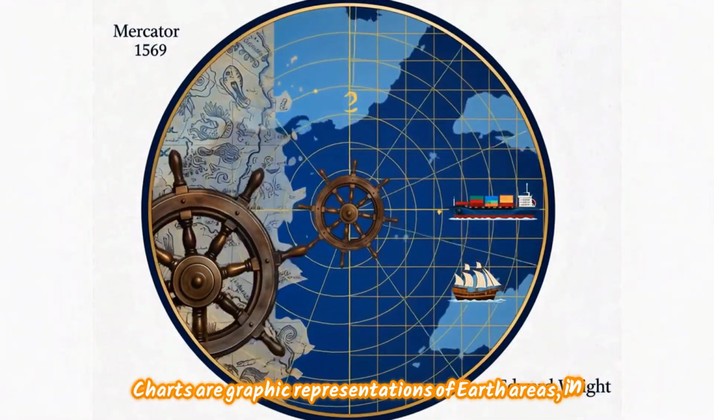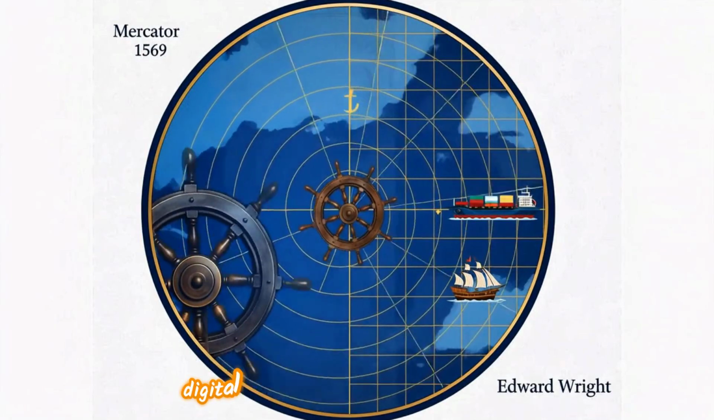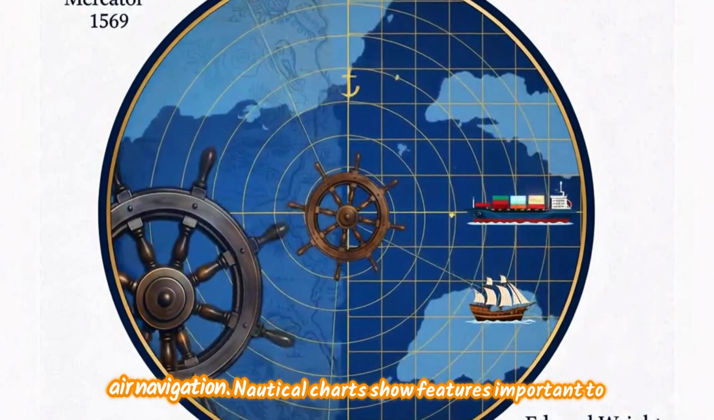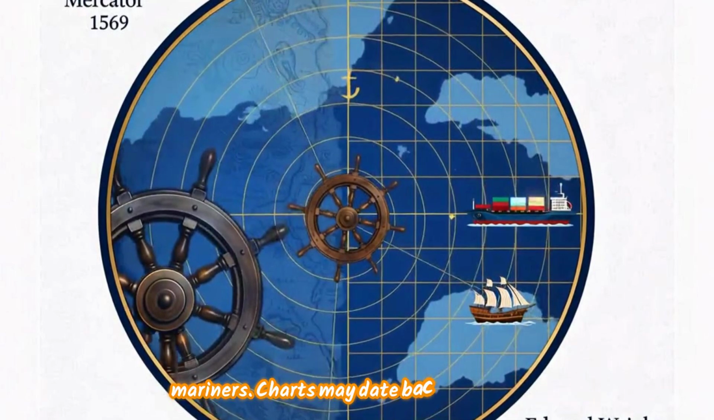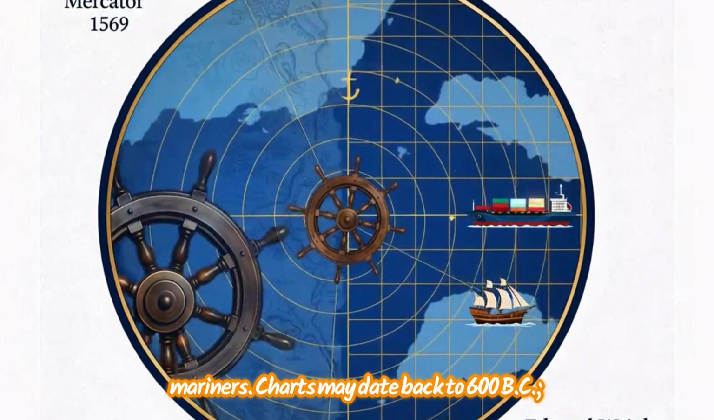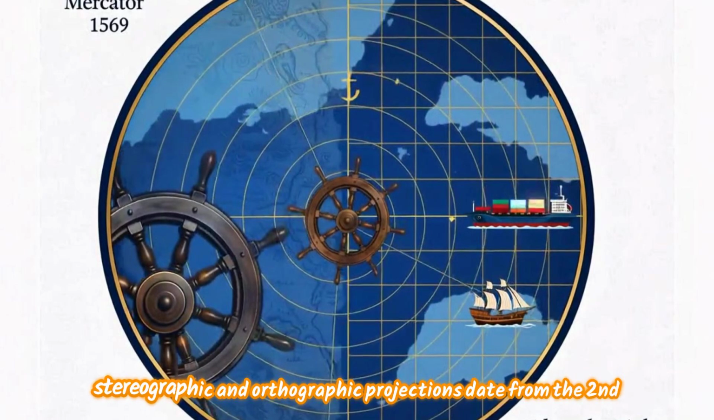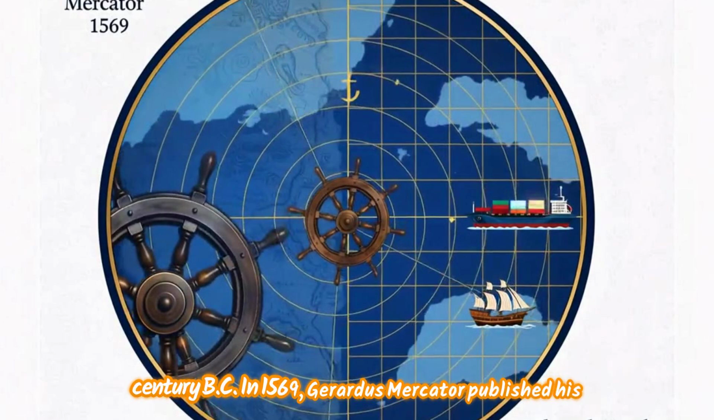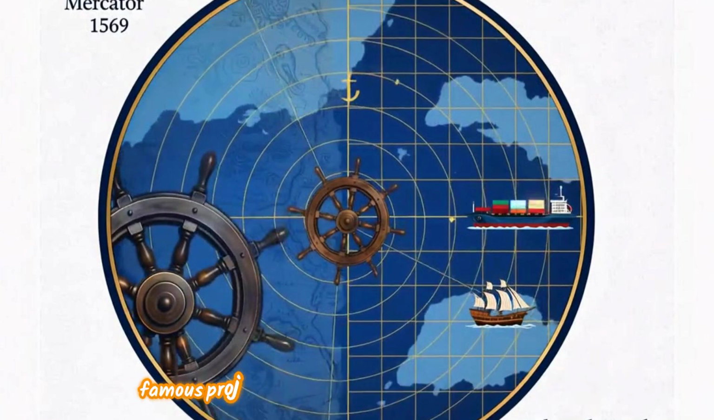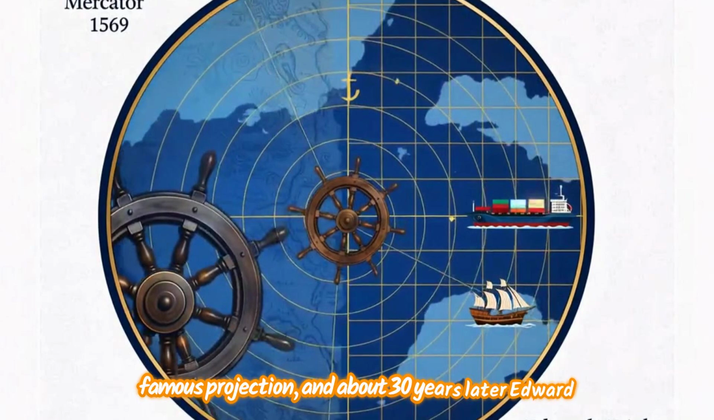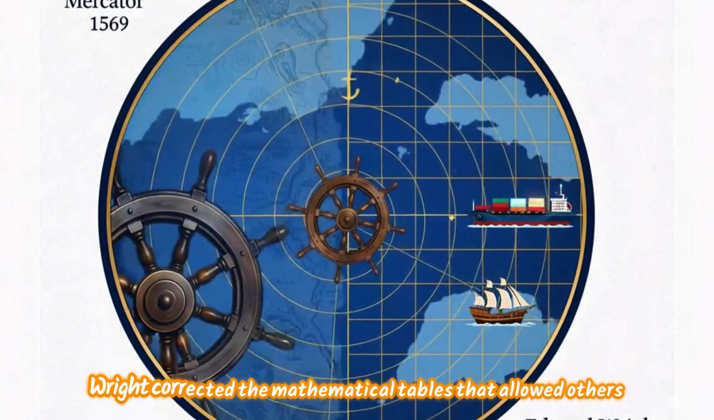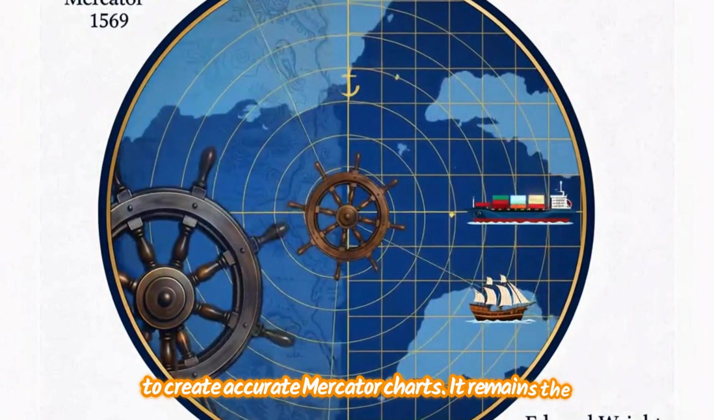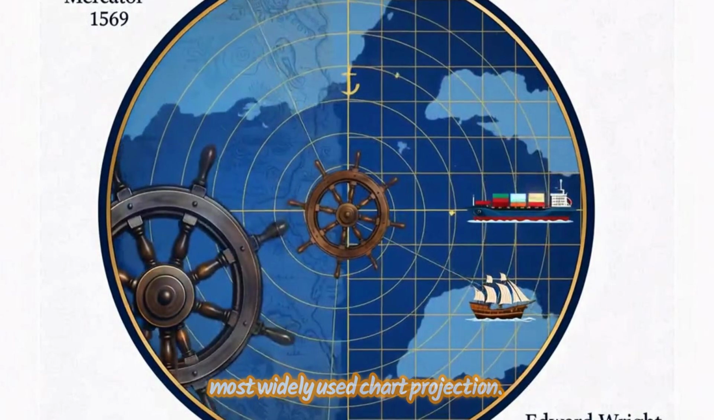Charts are graphic representations of Earth areas, in digital or paper form, used for marine and air navigation. Nautical charts show features important to mariners. Charts may date back to 600 BC. Stereographic and orthographic projections date from the 2nd century BC. In 1569, Gerardus Mercator published his famous projection, and about 30 years later, Edward Wright corrected the mathematical tables that allowed others to create accurate Mercator charts. It remains the most widely used chart projection.